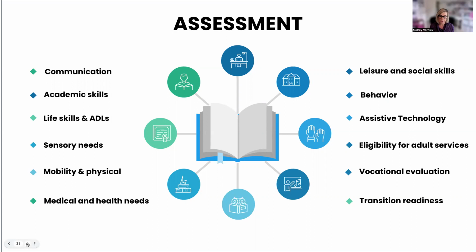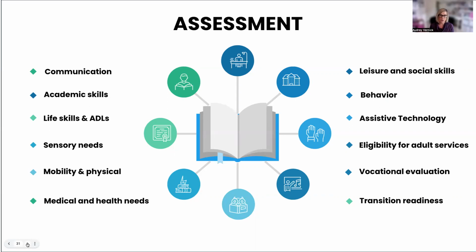So really using person-centered or family-centered planning is important. What is the vision that the student and their family has for the future, and how do we determine their preferences, interests, and strengths, which is what IDEA says is required for all students? So you're going to look at things like their communication skills. They might need access to nonverbal assessments.